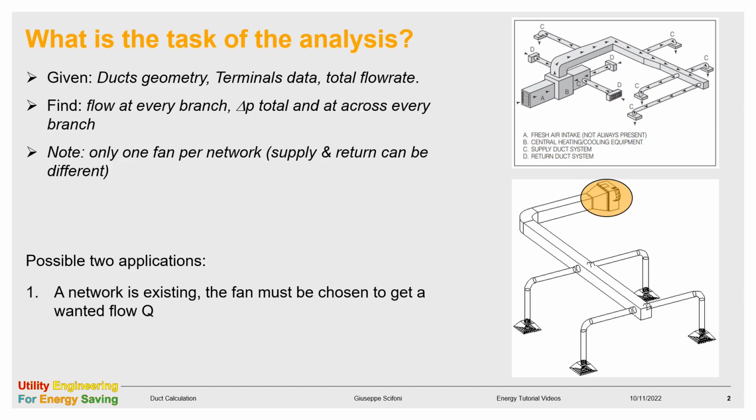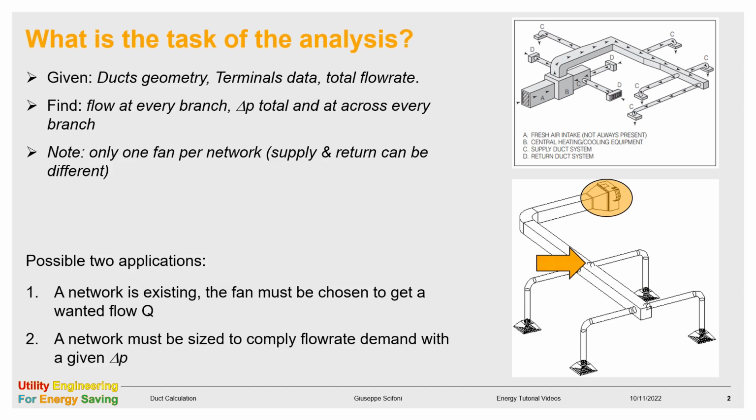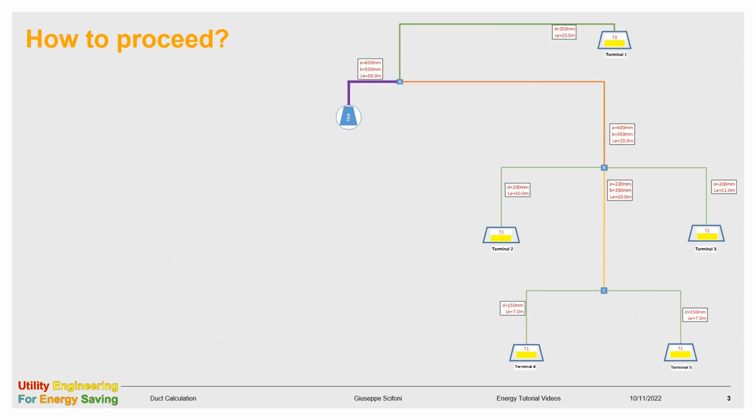There are two possible applications. Either a network is existing and the fan must be chosen to get a wanted flow, or a network must be sized to comply with a flow rate demand with a given delta P. Let's see now how to proceed.